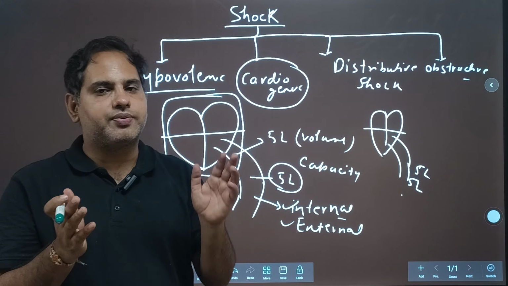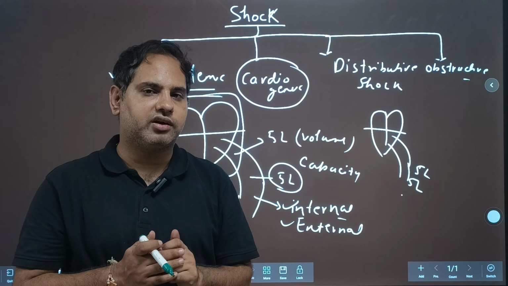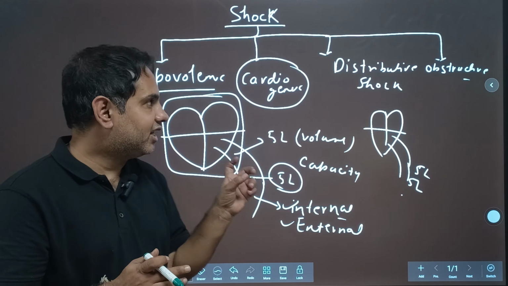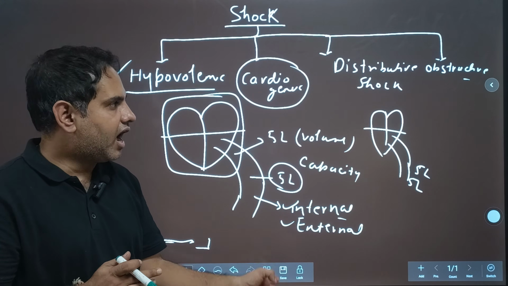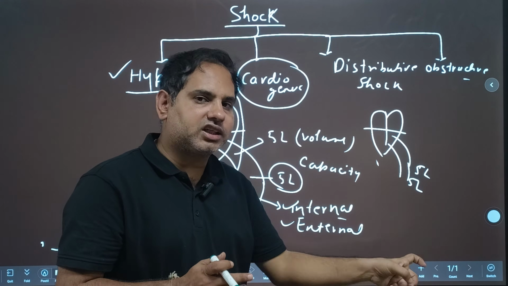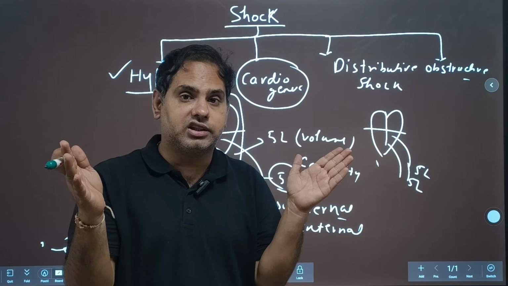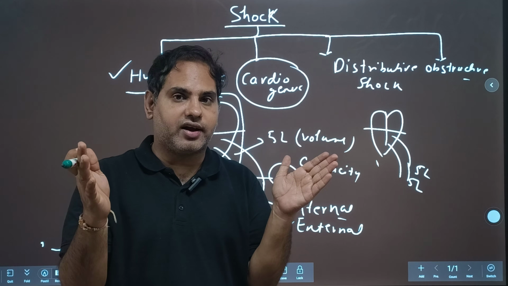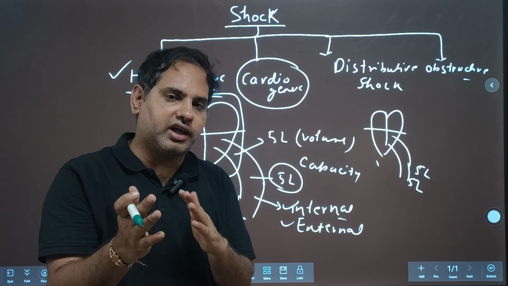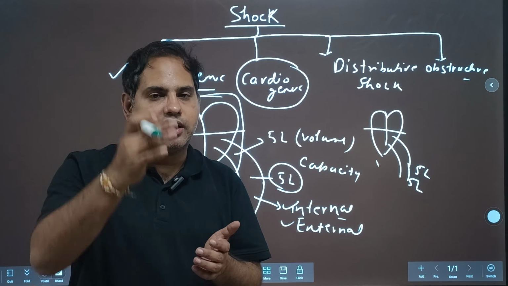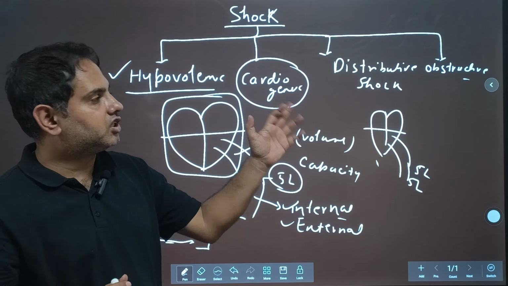If someone asks you to differentiate between hypovolemic shock and distributive shock, you can say: in hypovolemic shock, the volume decreases, and in distributive shock, the capacity of the cardiovascular system significantly increases. If it increases significantly, your venous return will decrease, so your cardiac output will decrease. You will be unable to maintain your blood pressure as well. So that is distributive shock.